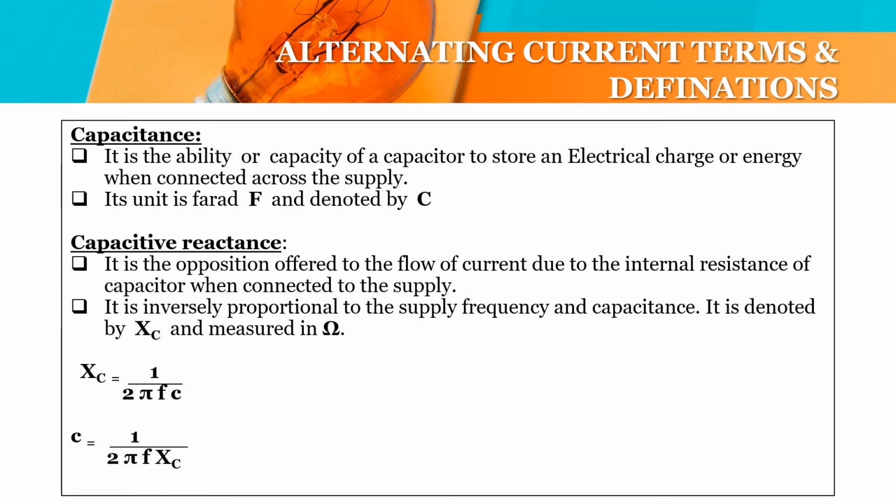Capacitance. It is the ability or capacity of a capacitor to store an electrical charge or energy when connected across the supply. Its unit is farad, F, and denoted by C. Capacitive reactance. It is the opposition offered to the flow of current due to the internal resistance of capacitor when connected to the supply. It is inversely proportional to the supply frequency and capacitance. It is denoted by XC and measured in ohm.